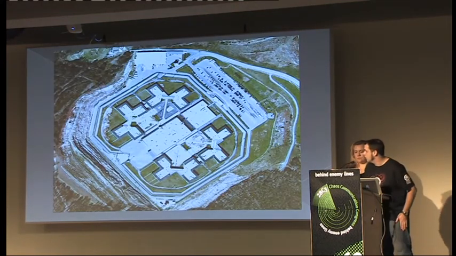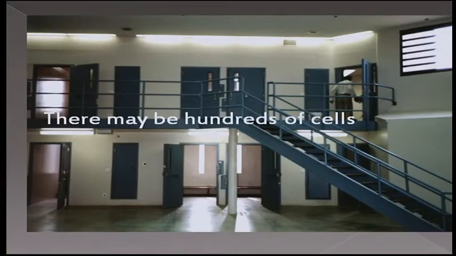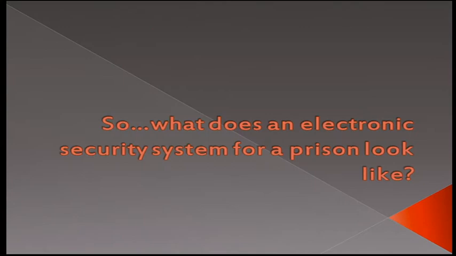So this is what it would look like, just an overhead satellite view. There could be hundreds of cells. This is basically showing you what some of the control panels will look like. This is pretty much like the one we saw, and you'll see later in our photos, but this is a photo my father took of a prison he designed a long time ago.